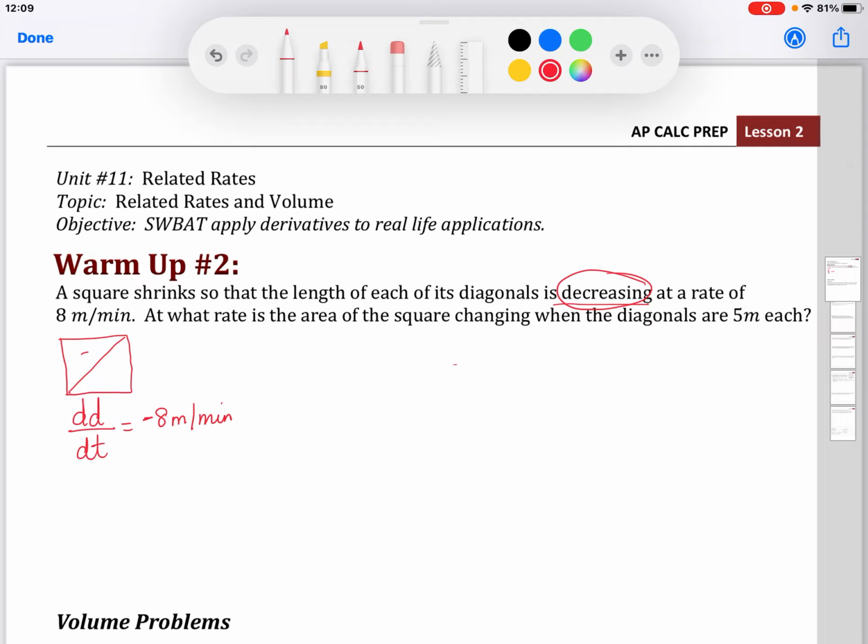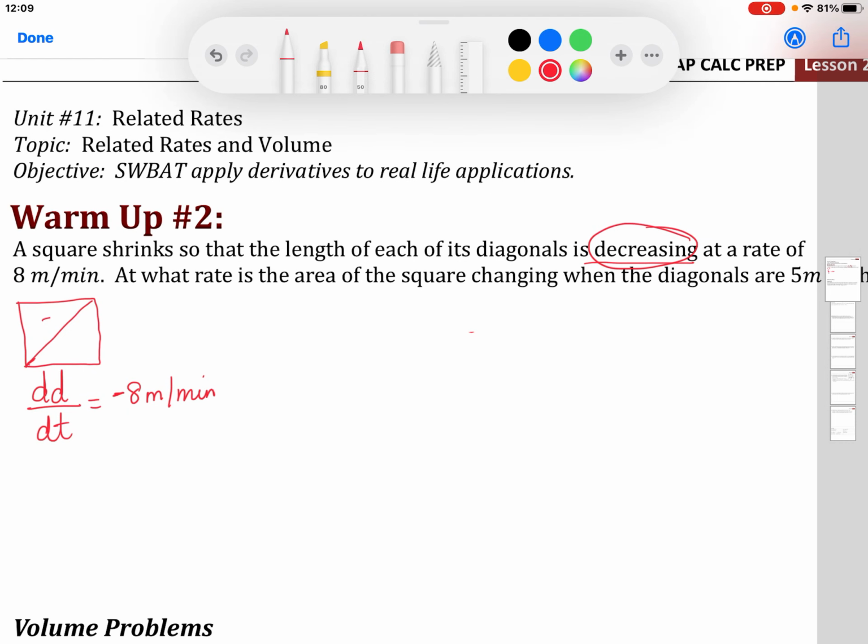So it's going to be negative. So be very careful of that, okay? Otherwise you'll end up with crazy answers. So that's what it is. I know this is my diagonal. I just sketched the diagonal. And it's also asking me at what rate is the area of the square changing. So I want to find dA over dt. I don't know that. When the diagonal, I know d is 5.